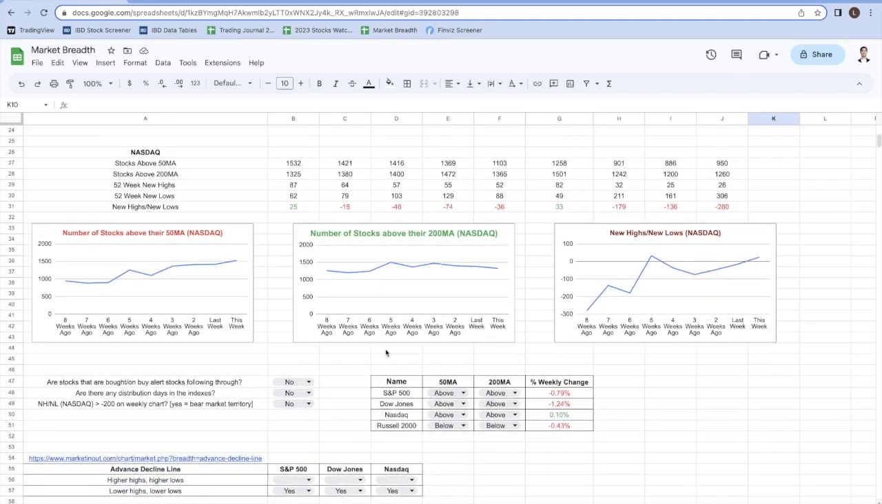Then over here, we have the performance of the overall indexes in the past week. To summarize, the S&P 500 is above its 50 and 200-day moving average. The same goes for the Dow Jones and the Nasdaq. The only underperforming one, which we highlighted earlier on, is the Russell 2000. We see that the Russell 2000 is trading below both its 50-day moving average and 200-day moving average.